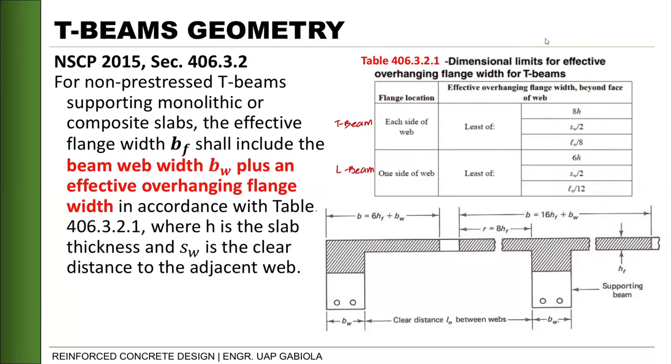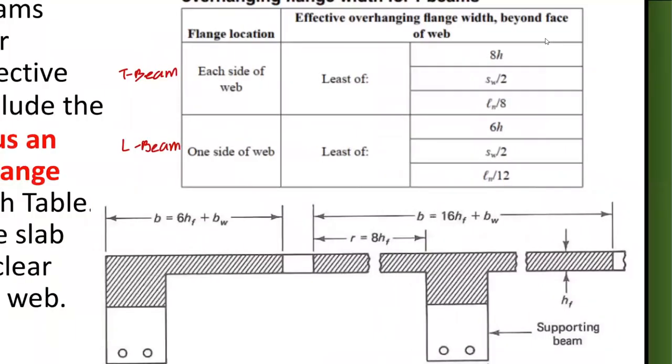Okay? So, i-zoom in natin. As you can see, itong 8H natin, that is the effective overhanging flange. Ito yung overhanging flange na yan, ano? Kaya papansin nyo, nilagay nung figure na HF. 8HF yon. Okay? Wherein ang HF is yung thickness ng ating flange. So ibig sabihin, yung ating thickness ng slab.